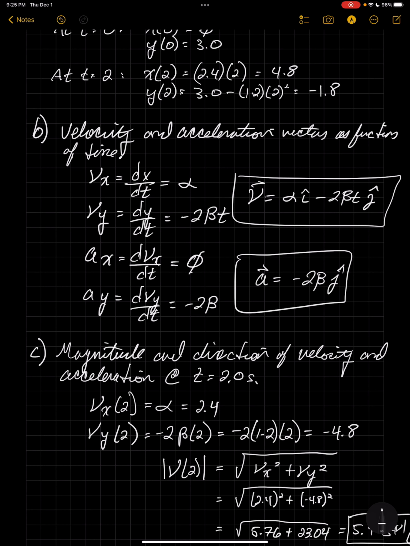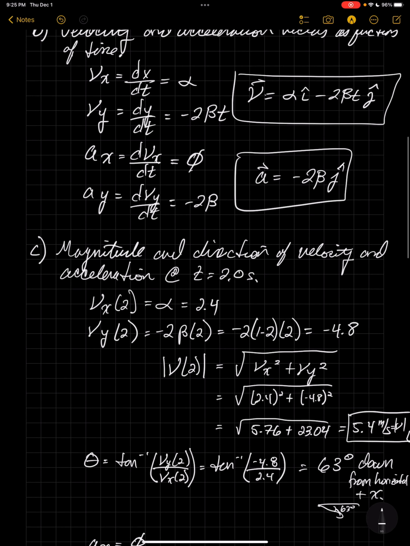We're then interested in calculating the magnitude and direction of the bird's velocity and acceleration at time t equals 2 seconds. So now we use the result from our velocity and acceleration vectors to determine the magnitude of our velocity and acceleration at time t equals 2 seconds.